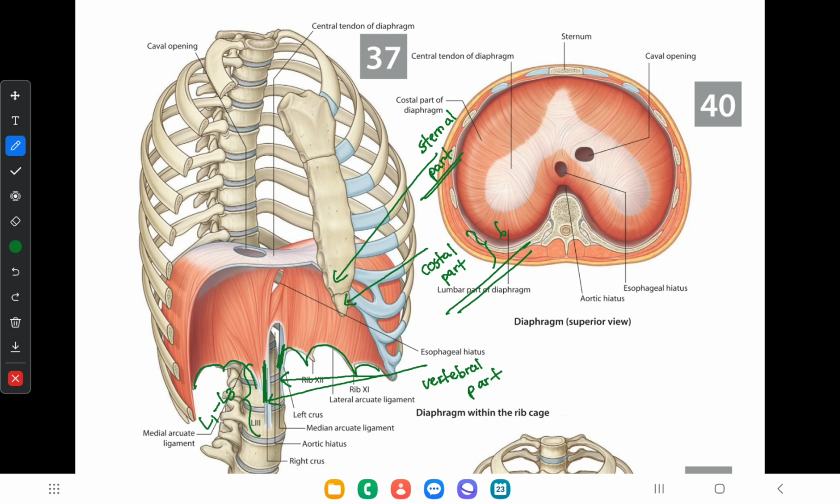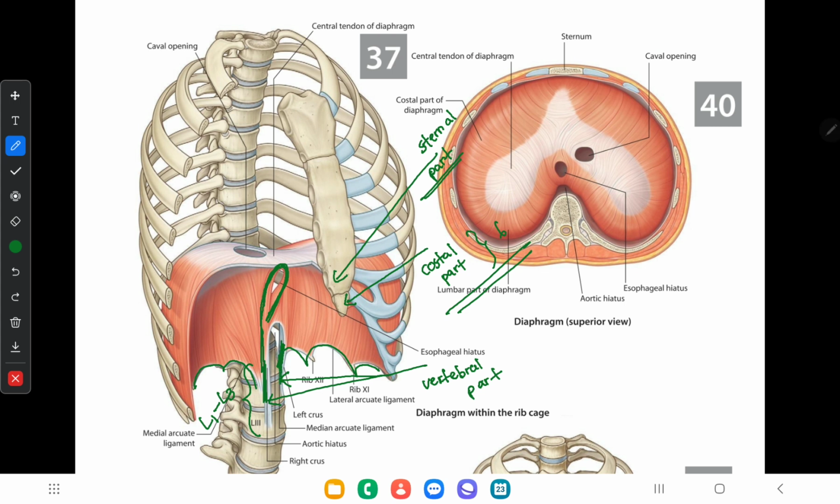A few fibers of the right crus deviate to the left of the midline and encircle the esophagus, as here. There are a few fibers of the right crus which encircle the esophagus. It goes somewhat towards the left side from the midline and encircles the lower end of the esophagus. And some fibers of the right crus are attached to the duodenojejunal flexure as well.